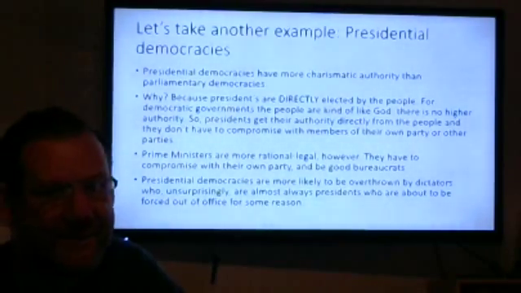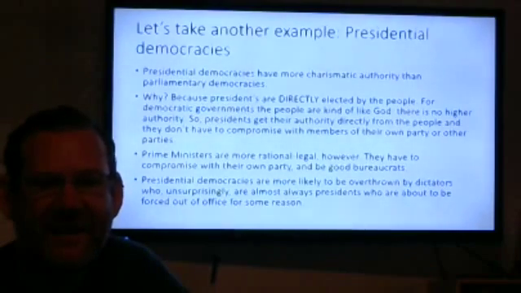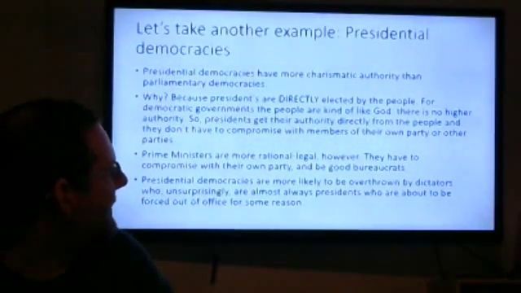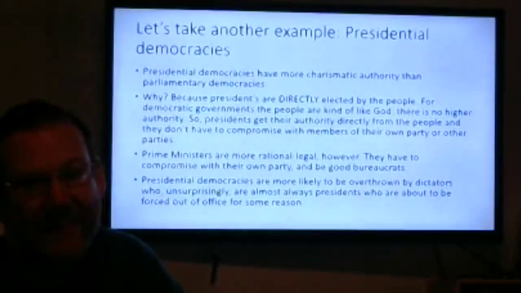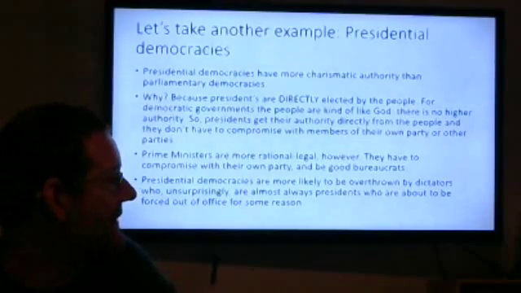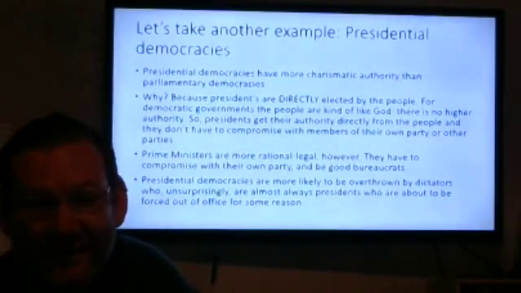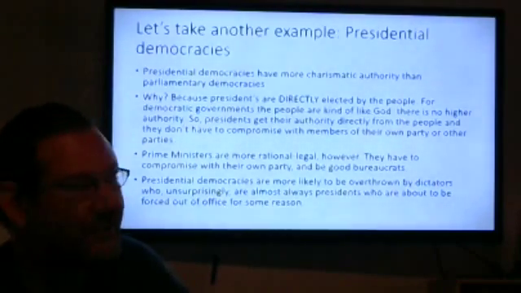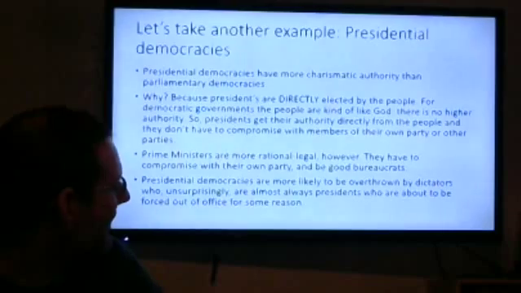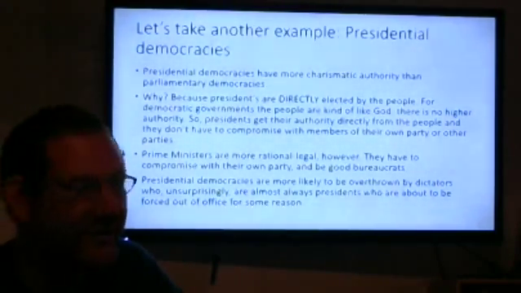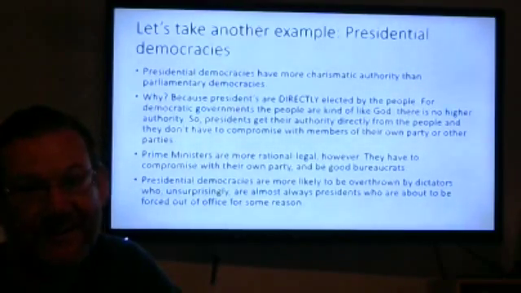Presidential democracies, and Max Weber understood this, tend to have more charismatic authority than parliamentary democracies. Why? Because presidents are directly elected by the people. Just like the Pope has that kind of direct connection to Jesus Christ, presidents have a direct connection to the people. They draw their support and legitimacy directly from the people. And we could think of the people in this case as almost like the God of a democratic political unit, for the people, by the people, right?